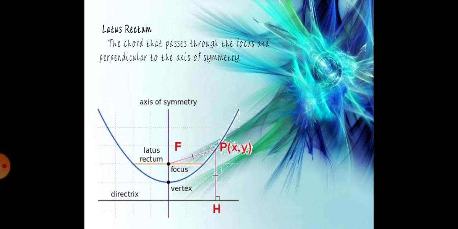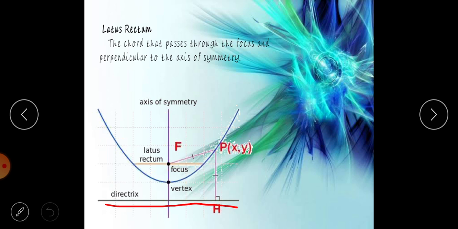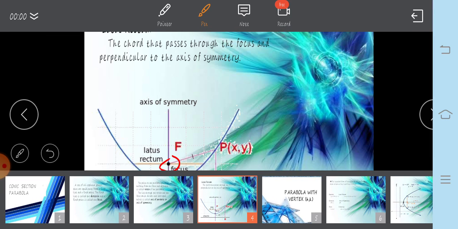As I said a while ago, a parabola is a set of coplanar points equidistant from a fixed line and a fixed point. The fixed line is called the directrix. So this is the fixed line. And the fixed point is the focus. As you can see, the graph of the parabola is in between the fixed line, which is the directrix, and the fixed point, which is called the focus. So here, it is between the focus and the directrix.